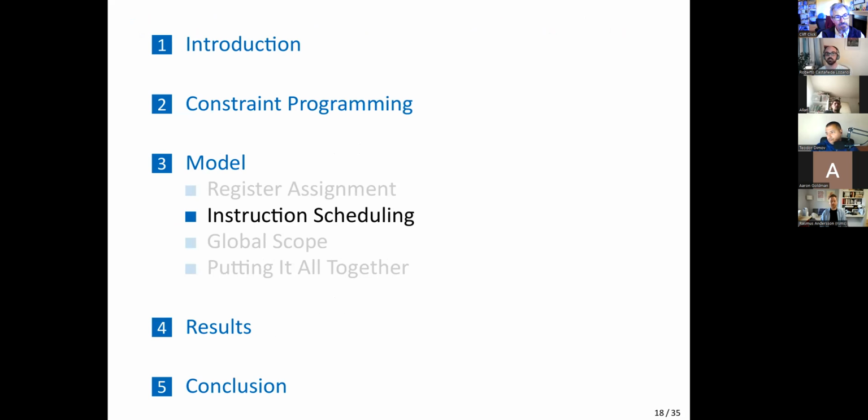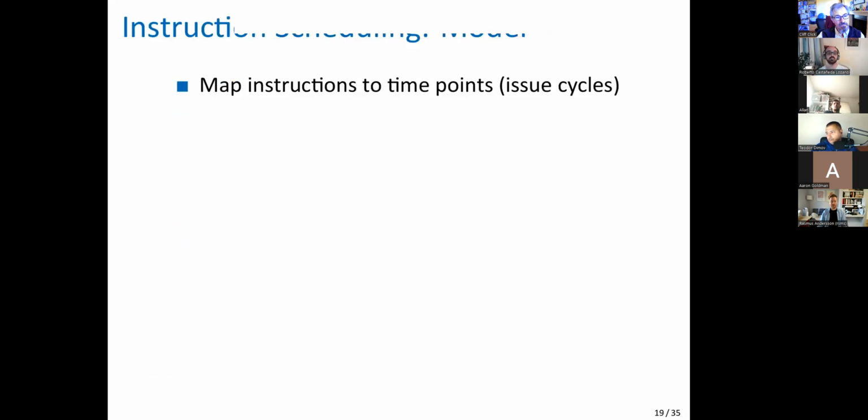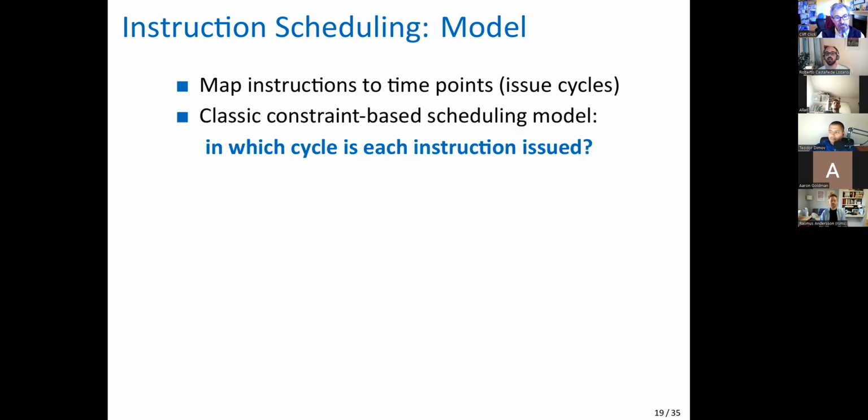But before that, the instruction scheduling part. What is instruction scheduling in our view is just a mapping from instructions to time points, issue cycles in this case. And here we're lucky too, because scheduling with resources is kind of the bread and butter of constraint programming solvers. So there's lots of specialized reasoning for that too.